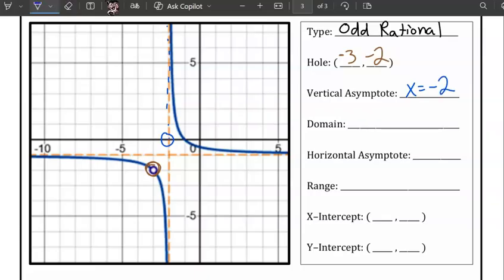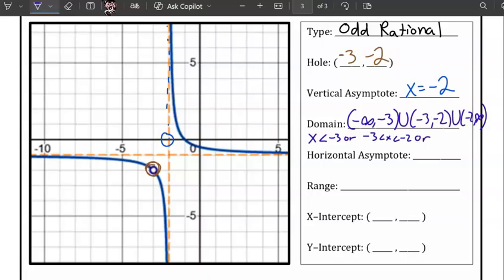The domain is all real numbers except x can't equal negative 3 nor negative 2. In interval notation, we could put this as negative infinity, comma, negative 3, union, negative 3, comma, negative 2, union, negative 2 to infinity. If we wrote this in inequality notation, it would look like this. x is less than negative 3, or negative 3 is less than x is less than negative 2, or x is greater than negative 2.